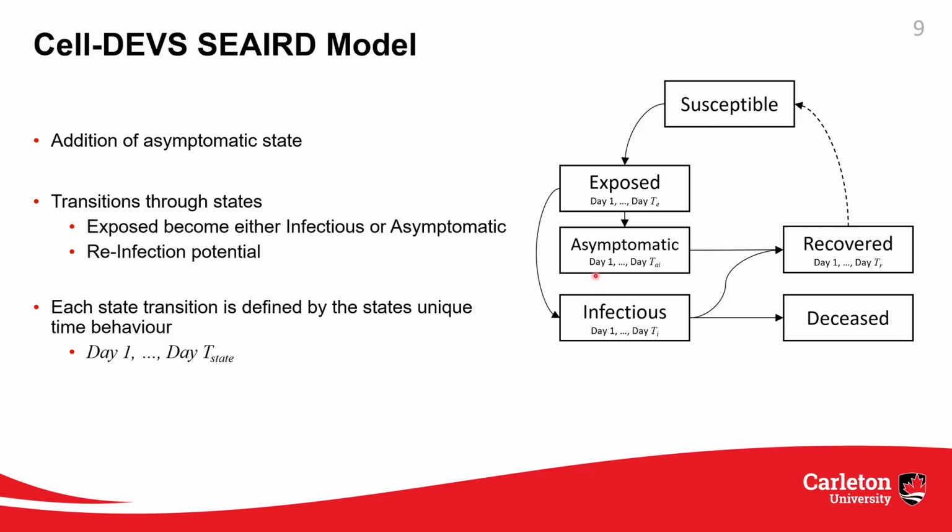Now, in our model, each state's transition is defined by the state's unique time behavior. So each state has a different set of time behavior. What this looks like in this diagram is under the exposed, asymptomatic, infectious, and recovered state, we have day 1 until day T state. So E, AI, I, and R. What this is doing is on each day in each state, the population has a chance to move to the next state. So on day 1, the exposed population has a small chance to move from asymptomatic to infectious.